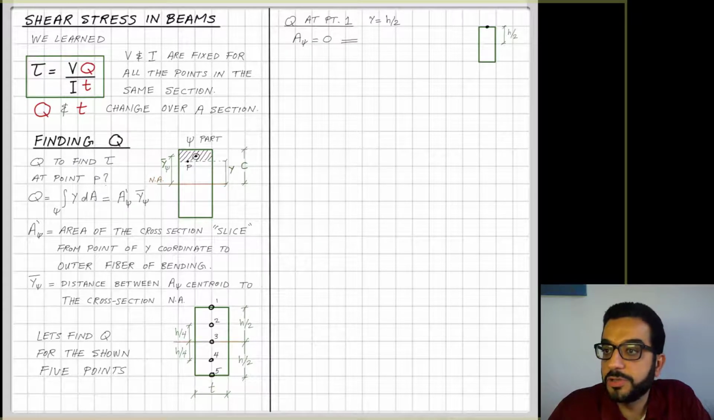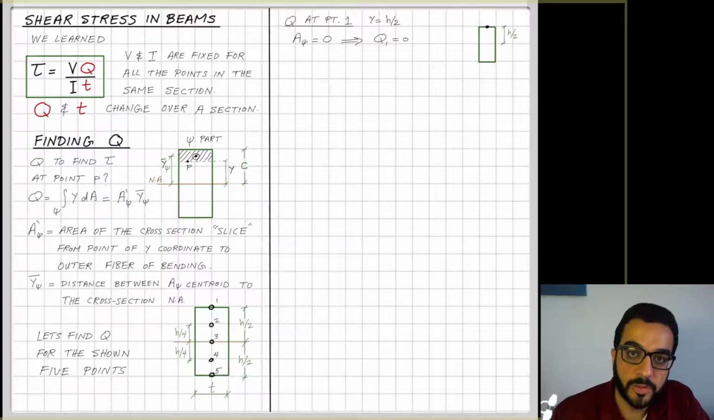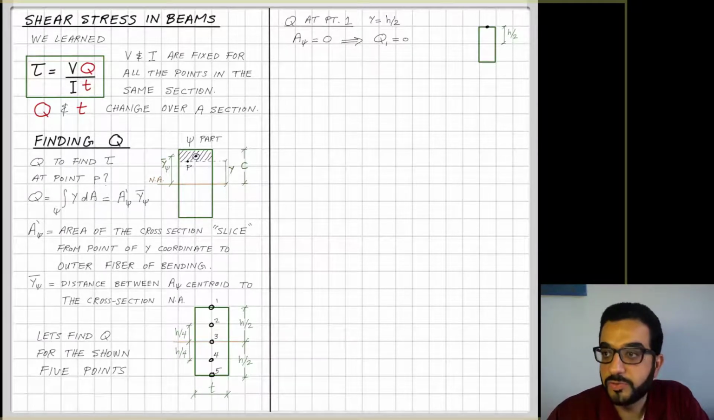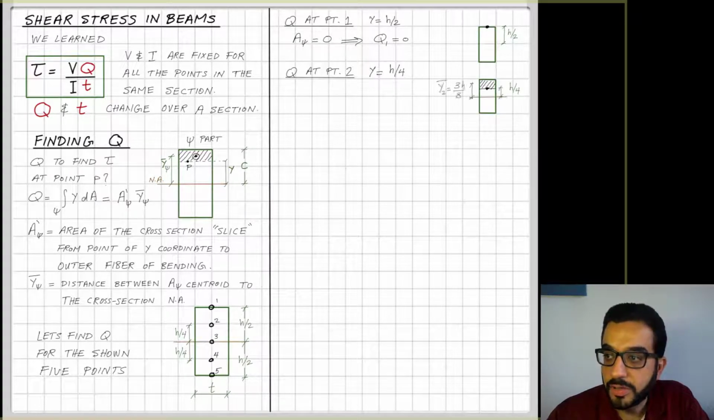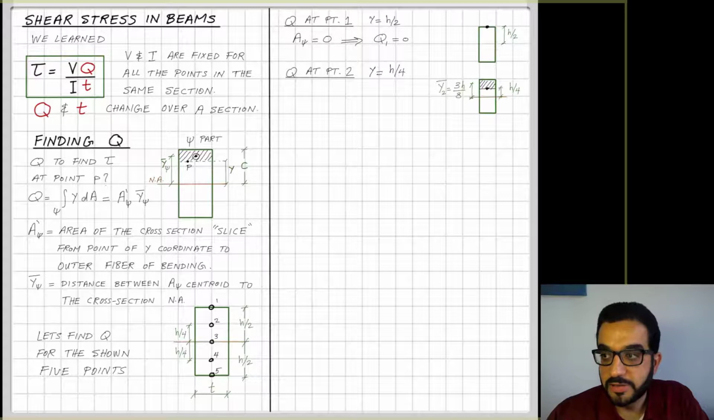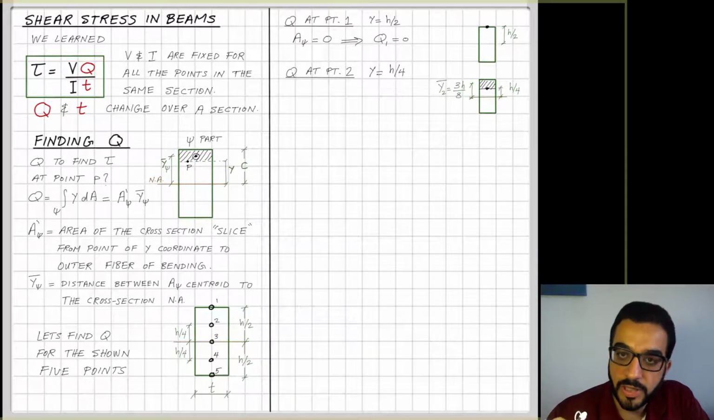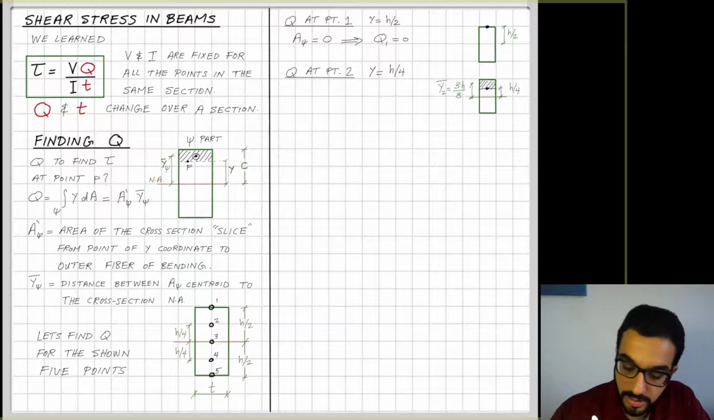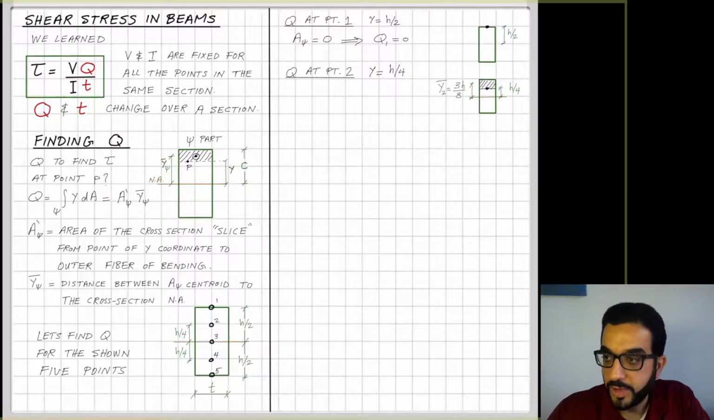If I look at point 1 and try to slice the part at point 1, I'm actually slicing almost no area. So the area A psi is equal to 0, which means that Q1 is equal to 0. If I move to the second point, which is at quarter height in the section, the area that I'm slicing is the top quarter of the beam. The centroid of that top quarter of the beam is in the middle between a quarter of the height and half of the height. So that will be 3/8 of the height h.